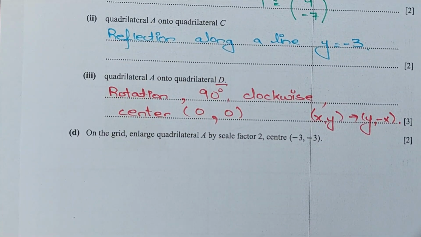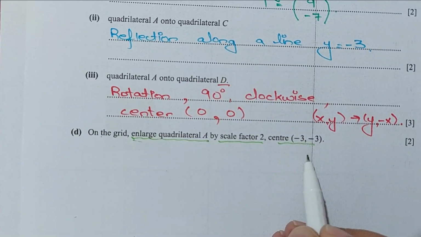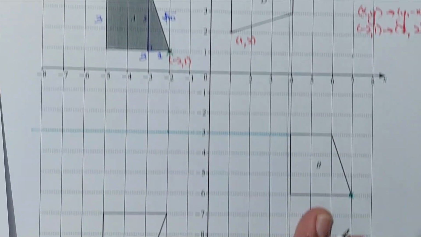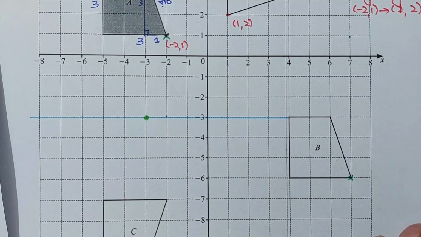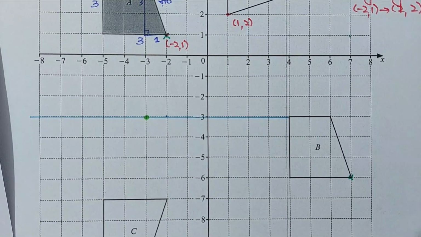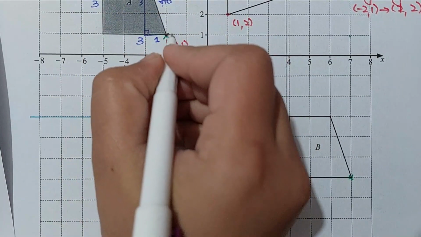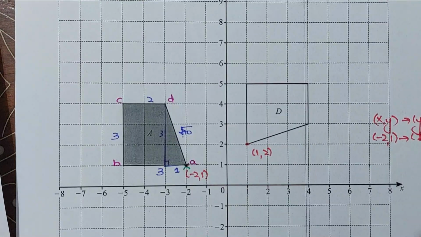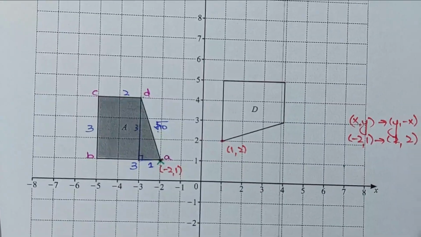Now for part D on the grid, enlarge quadrilateral A by the scale factor of 2 and the center is (-3, -3). Okay, it is quadrilateral A, right? So where is (-3, -3)? This would be the center of enlargement, right? Okay, so we have to name all of the vertices. So this is vertex A, this is vertex B, this is C, and this is D. Okay, I named the vertices A, B, C, and D. So let me work.